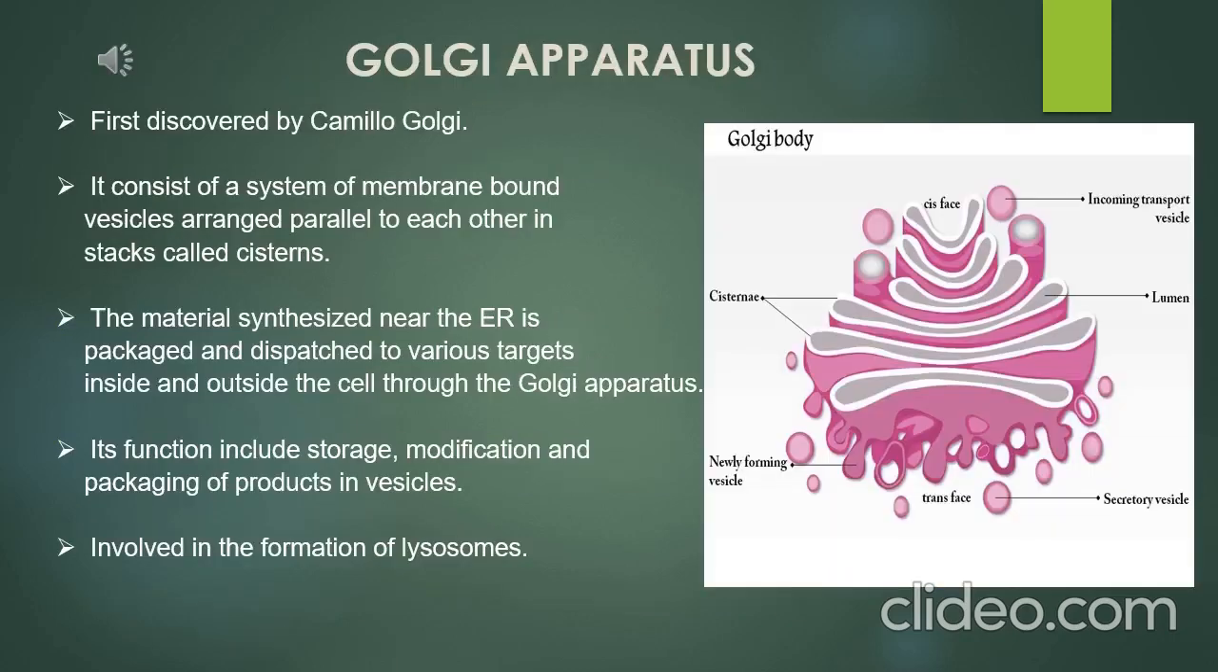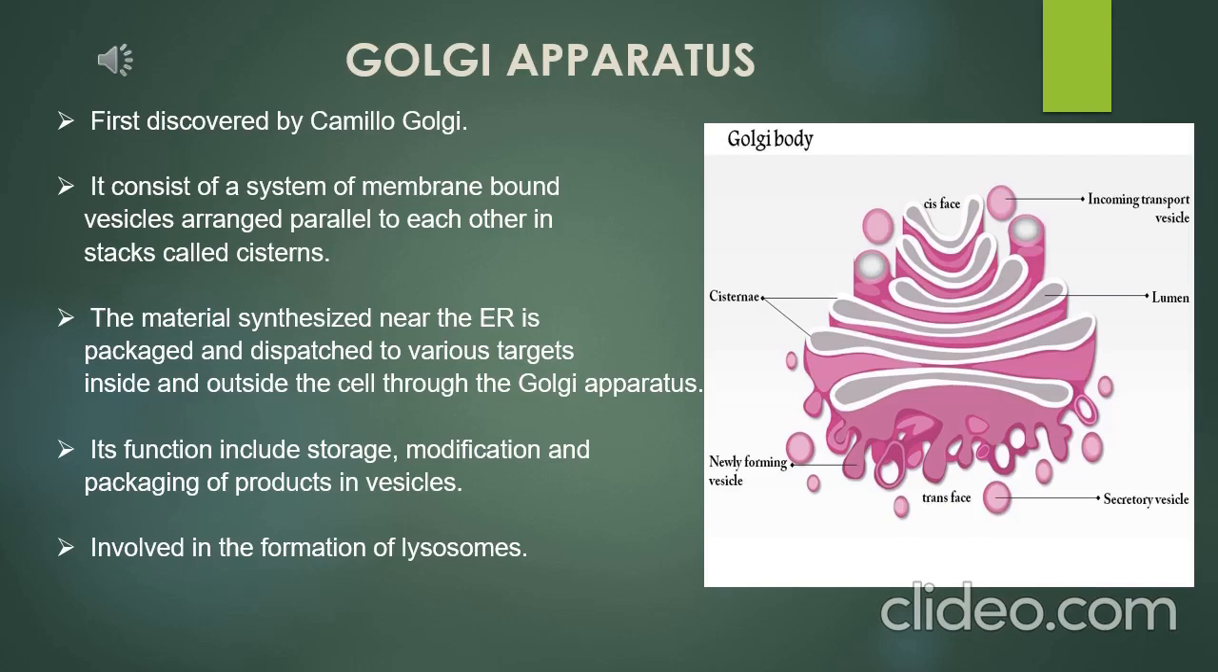In the next slide, it is the Golgi apparatus. It is another cell organelle which is also present in the cell. It was first discovered by Camillo Golgi. It consists of a system of membrane-bound vesicles arranged parallel to each other in stacks called cisterns, or in the singular, cisternae. See in the structure, these layer-like structures are known as cisternae, and the space between the cisternae is the lumen. So these layers are arranged stack over stack.